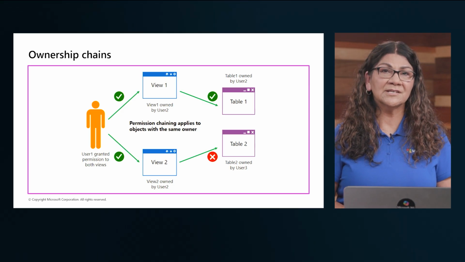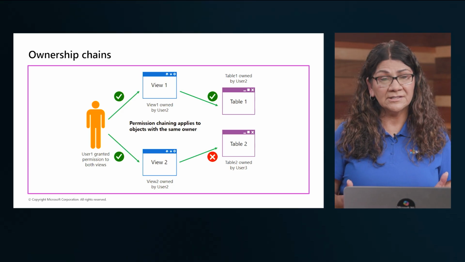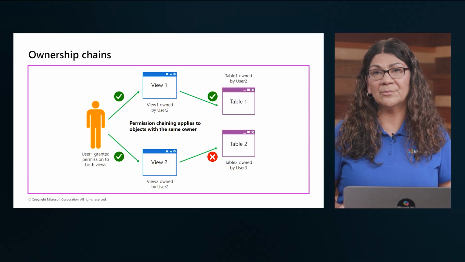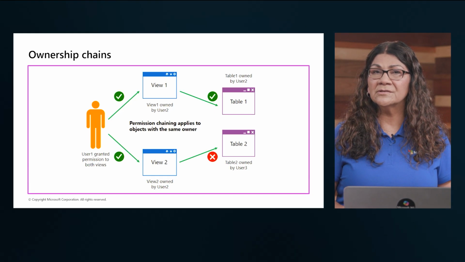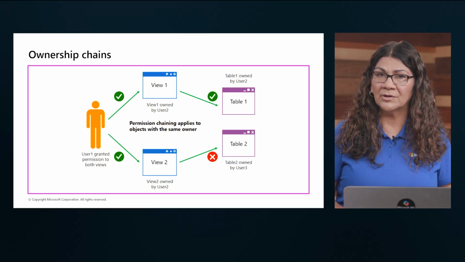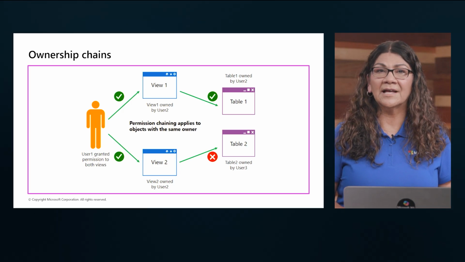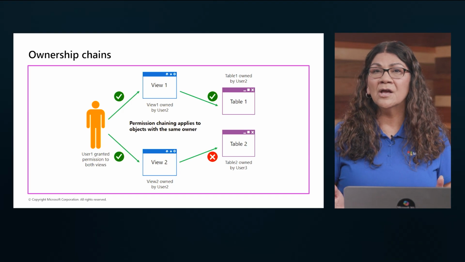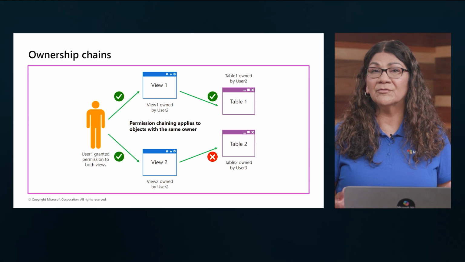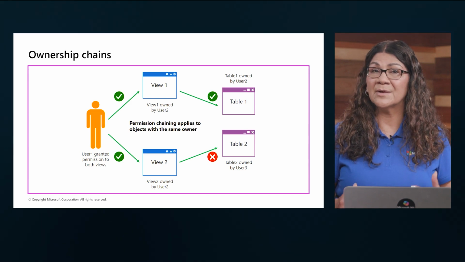Here we see how SQL Server handles permission inheritance between database objects based on their ownership. In SQL Server, when a user accesses an object like a view that references another object such as a table, permission chaining allows the access to succeed without requiring explicit permissions on the underlying object, but only if both objects share the same owner.